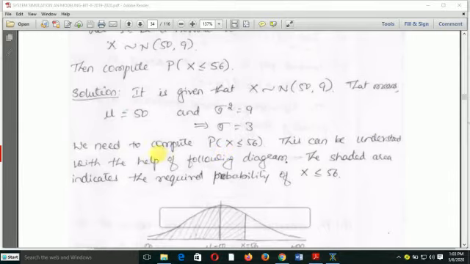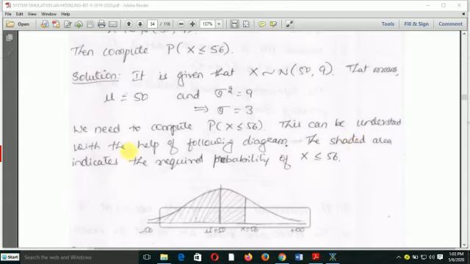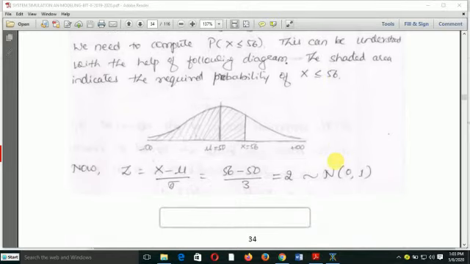This can be understood with the help of the following diagram. The shaded area indicates the required probability of x less than or equal to 56. We have the mean x equal to 50, and x ranges from minus infinity to plus infinity. So x less than or equal to 56 means it goes from minus infinity up to 56 here, and the mean is here around 50.